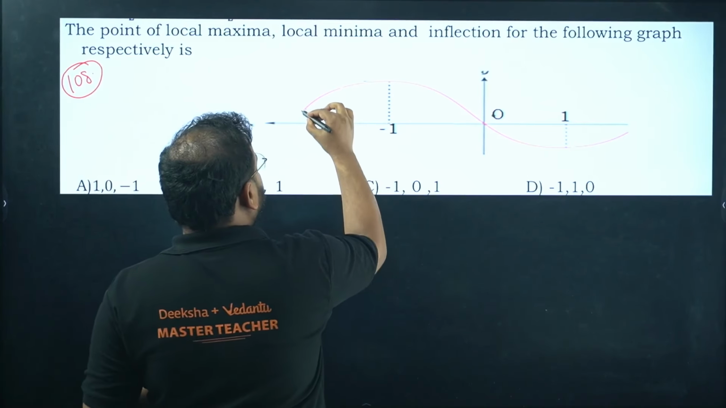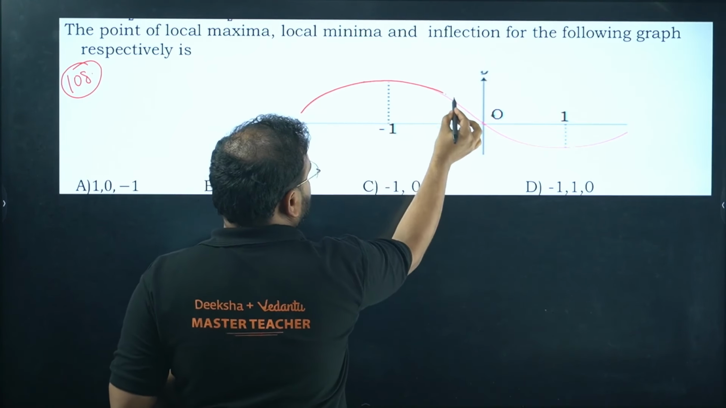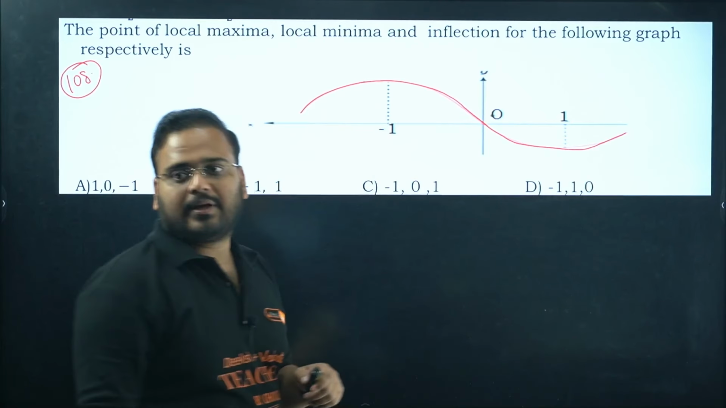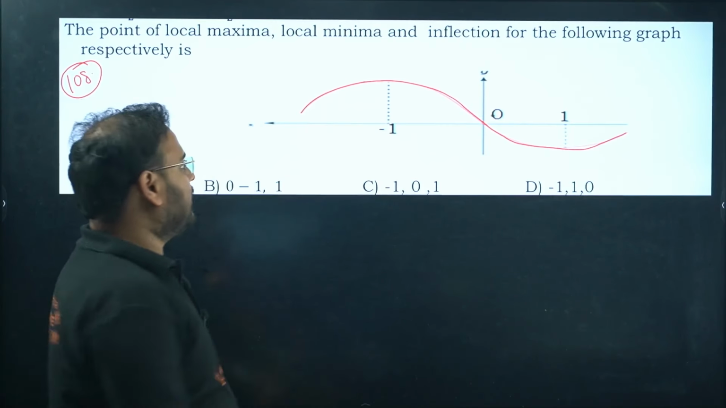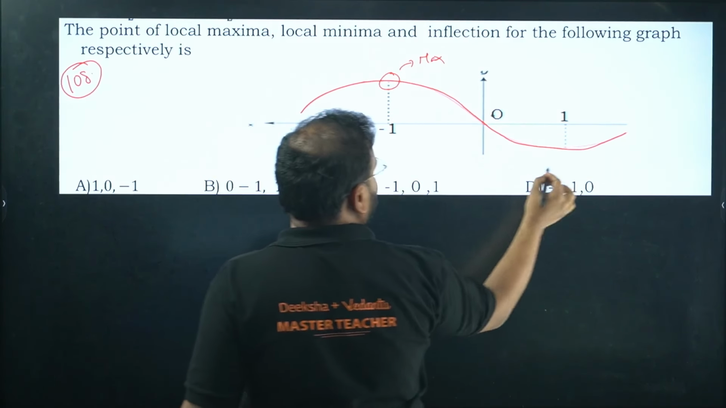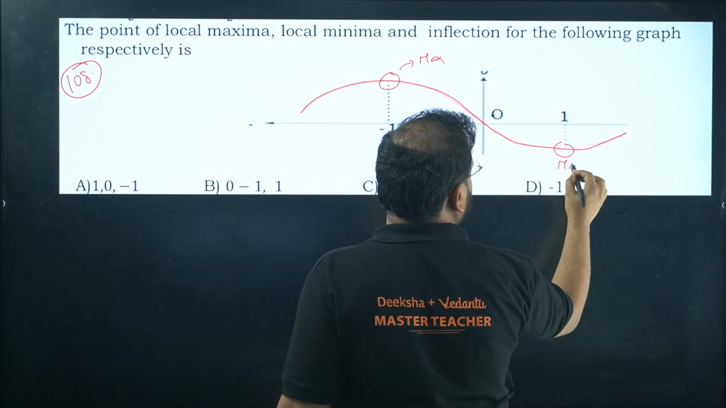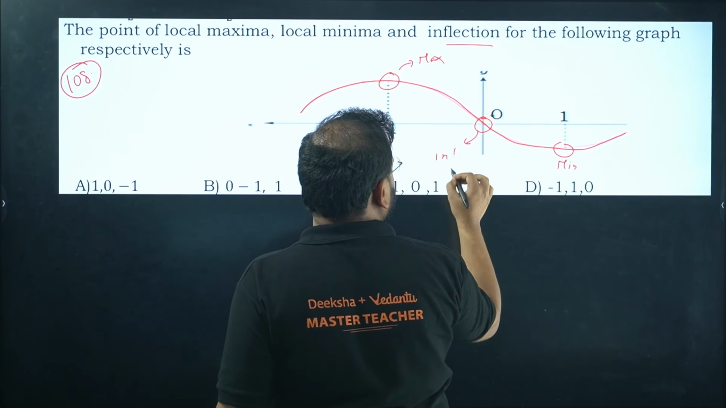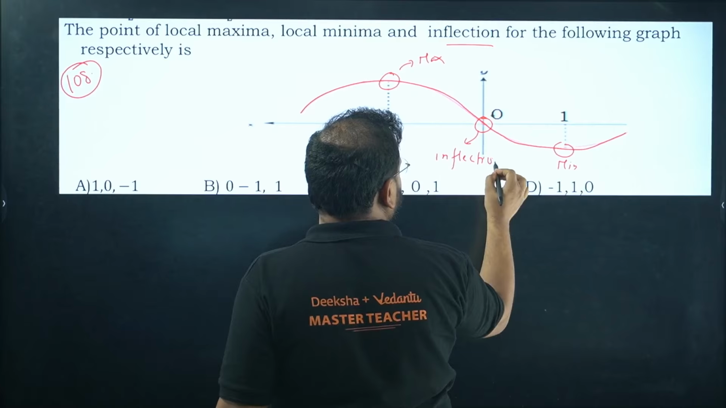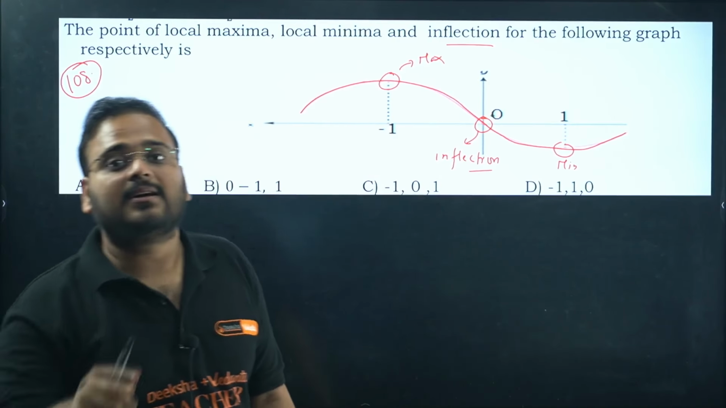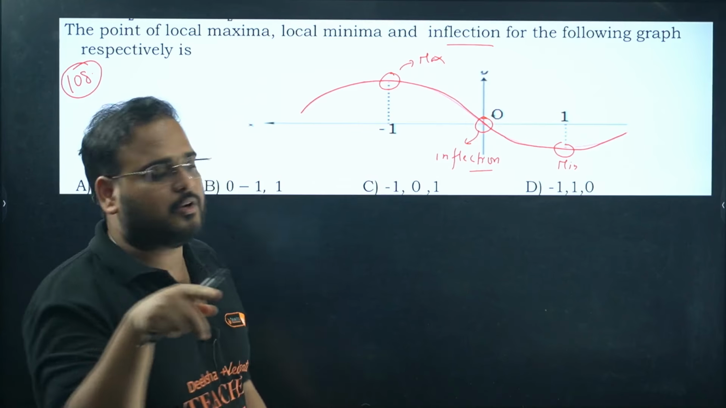Let me draw the curve for all of you. This is how it is. They are saying local maxima. This is my maxima. Local minima. My minima. And point of inflection. This is inflection. What is inflection, sir? Where the derivative does not change sign, but the concavity changes its nature.